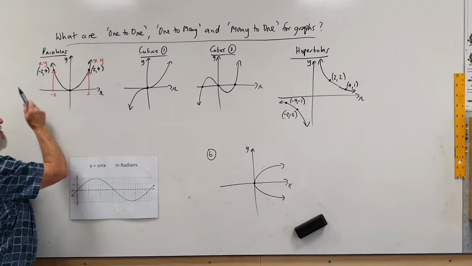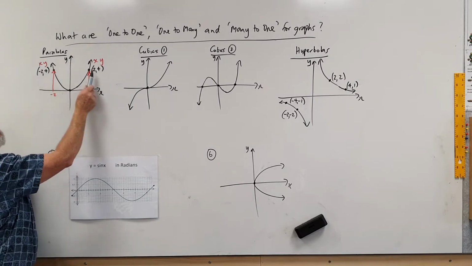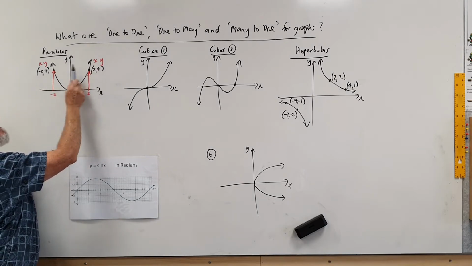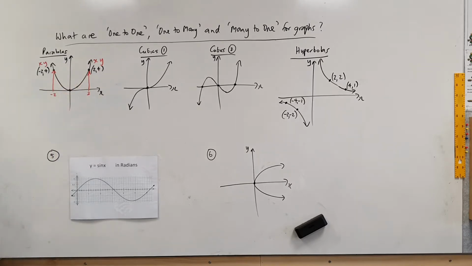If I go to -2, I go up here and I get another 4. So they're not unique, in terms of every point can't get a number repeated. The 4 is repeated for both of them. Do you think it's going to be one to many or many to one?